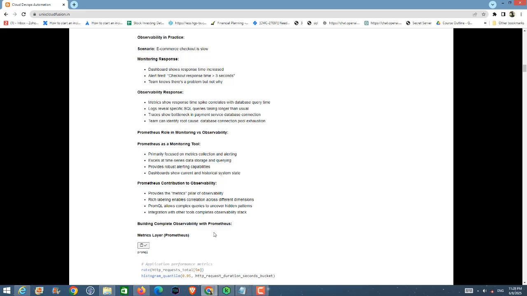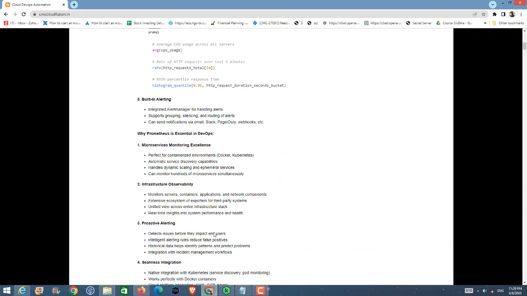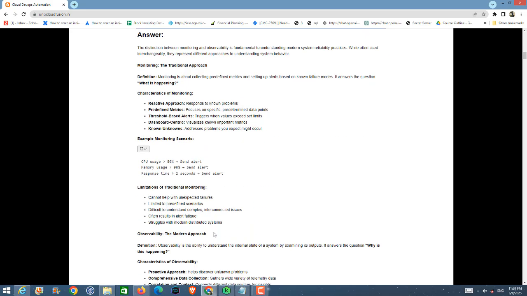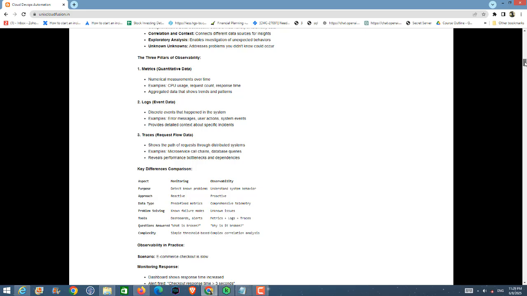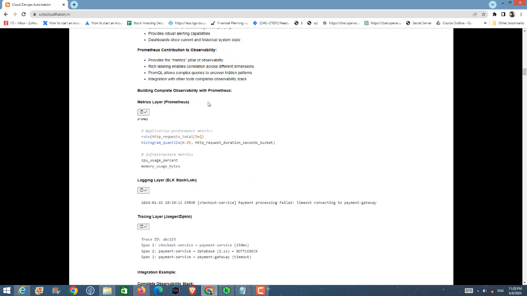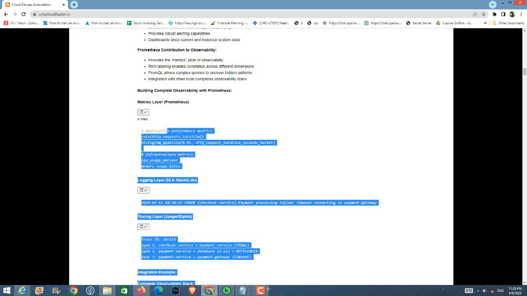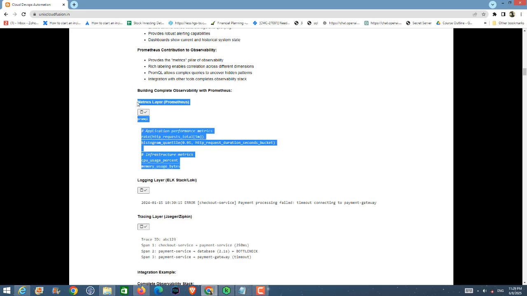Now, building complete observability with Prometheus includes your metrics layer. When we say the metrics layer, you can see some examples over here. Using PromQL, which is native to Prometheus, you can calculate the rate of requests over a 5-minute window. Then you can calculate the histogram of request duration, like how much time the request is taking. Similarly, you can calculate CPU usage percent and memory usage bytes. All of these help in the metrics layer.